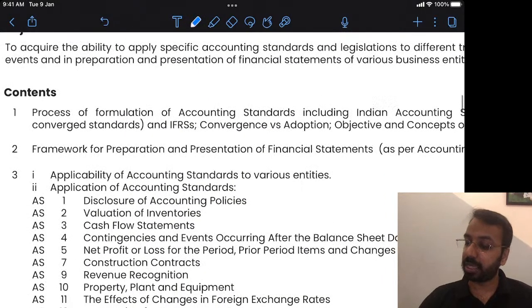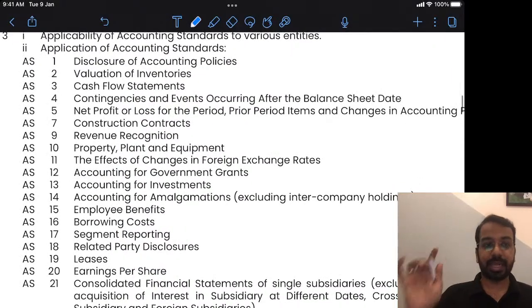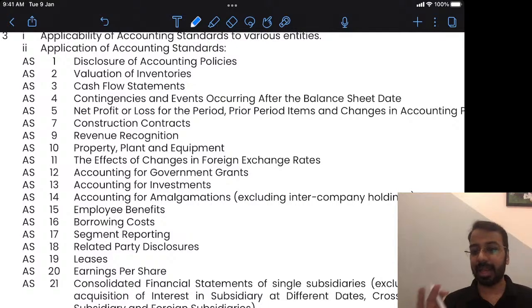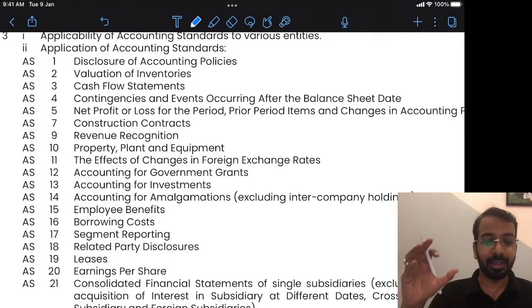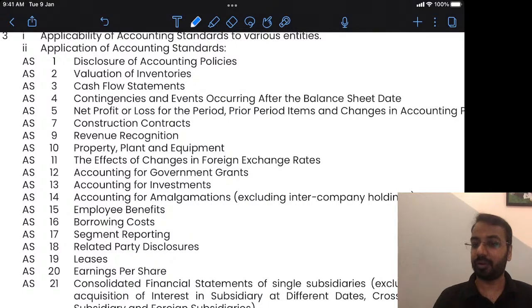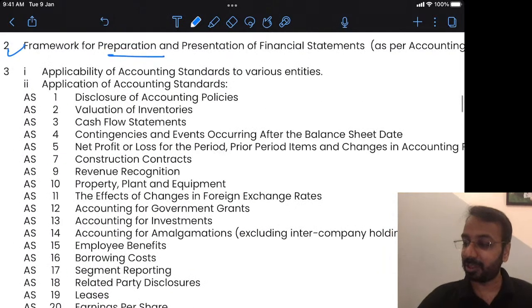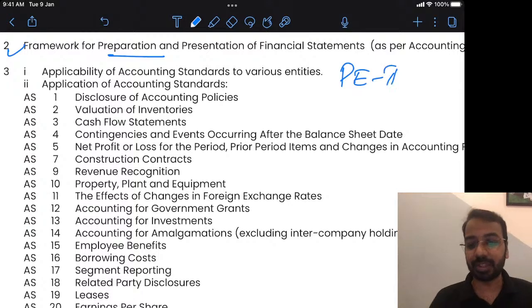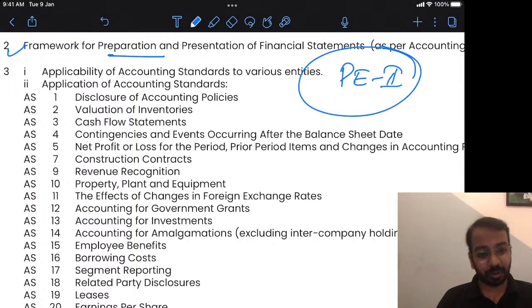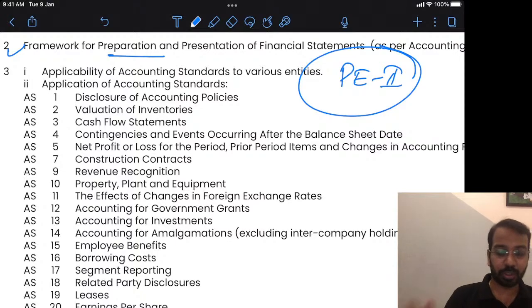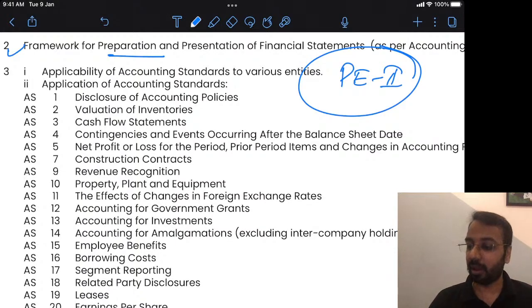Framework of preparation was there, process of formulation was there, but then all the accounting standards, let me repeat, all the accounting standards have been notified, and that makes it really tricky and complex if you look at the new syllabus. Now this reminds me of my time at PE2 when we were being given the entire set of accounting standards for preparation. Some of the topics they will exclude, so we'll need to look at the study material when they announce or publish.